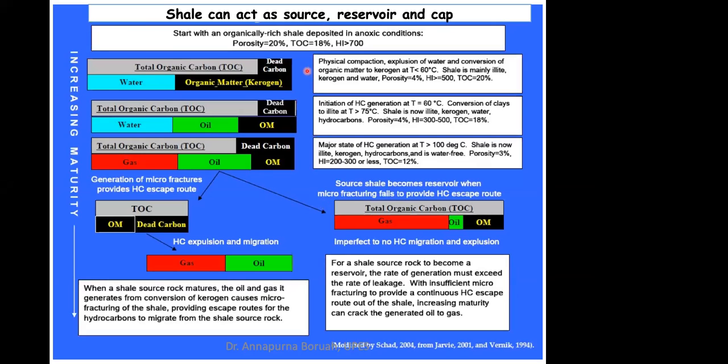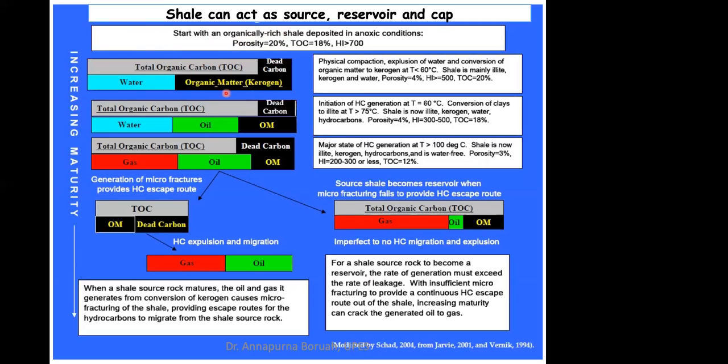So how exactly will shale act as source rock as well as reservoir rock? It was already known that shale is the primary source rock. Generally, shale is composed of total organic carbon content, then organic matter, which is solid, along with water and solid matter, that is kerogen.